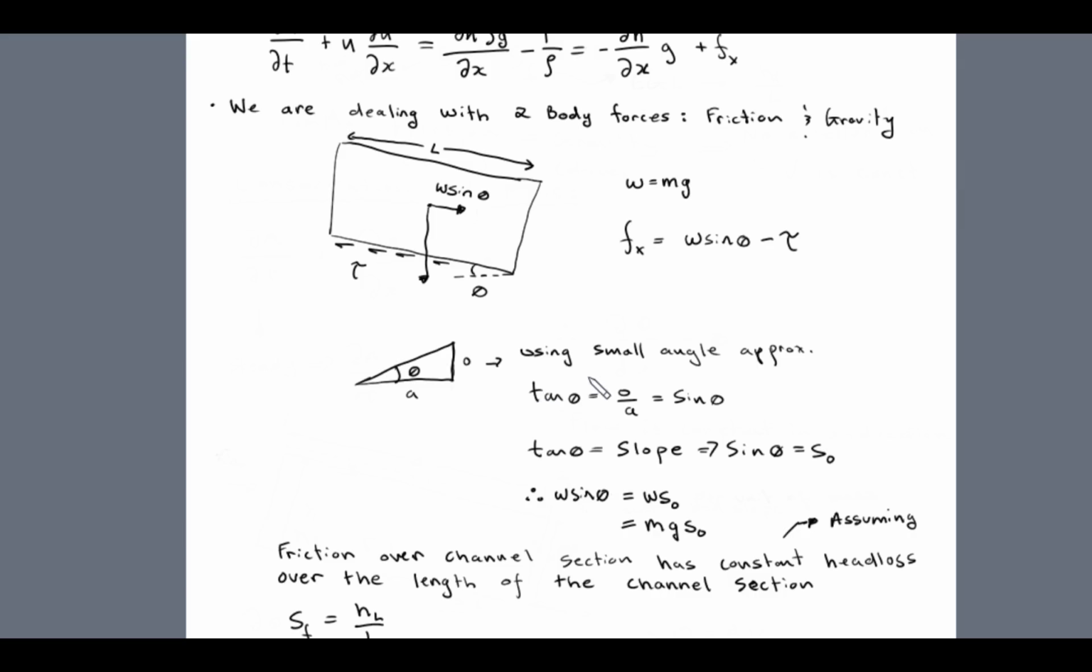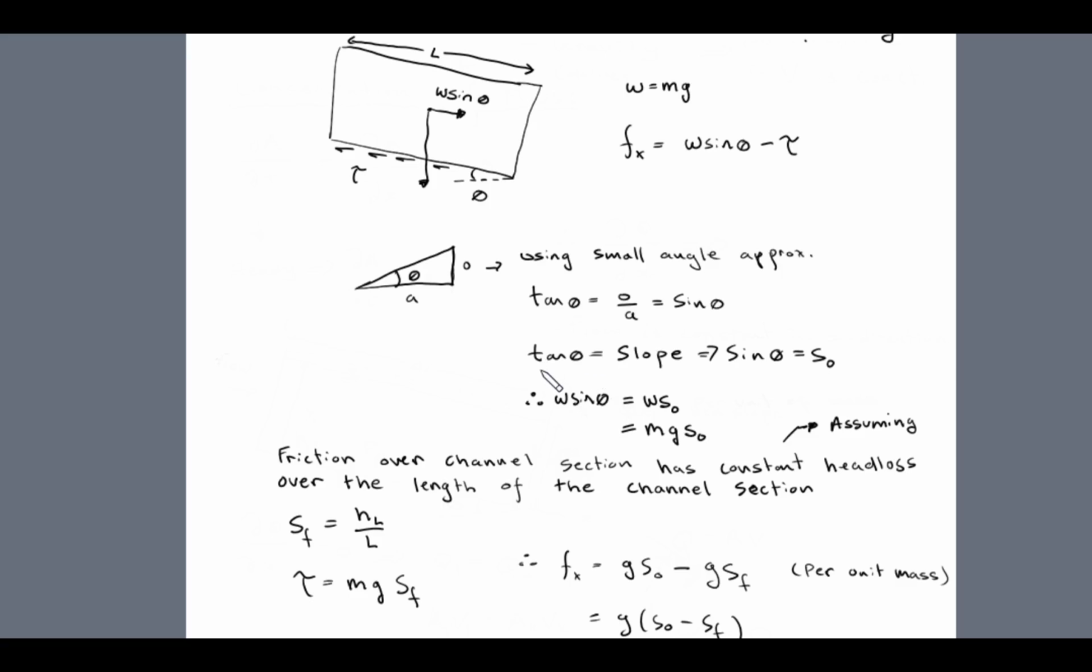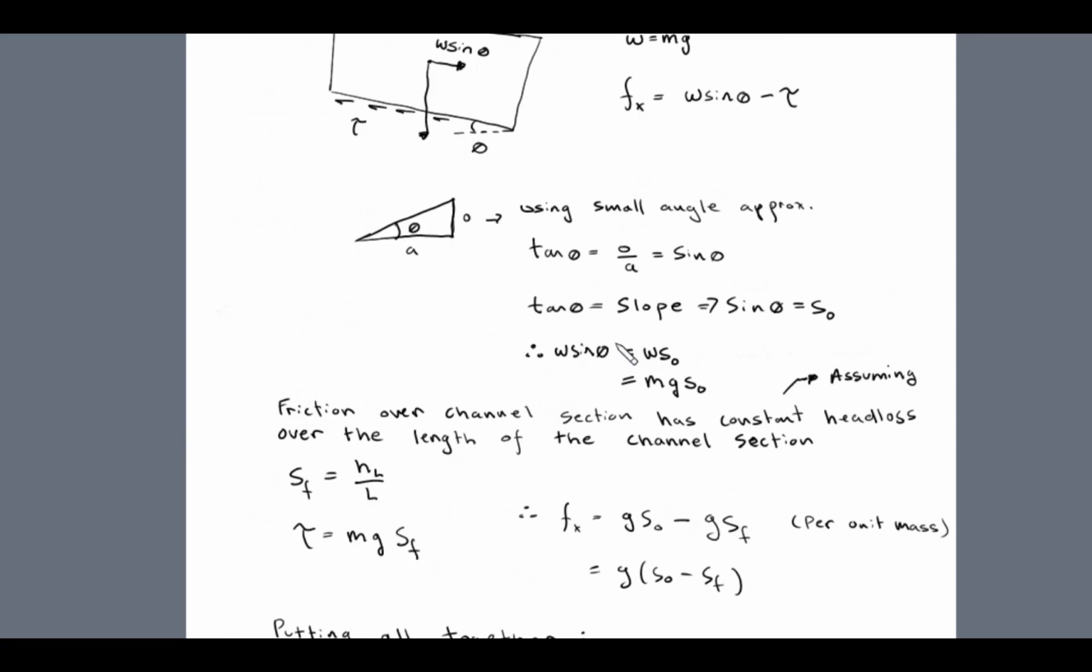Then, using the small angle approximation, we can claim that sine alpha would be equal to tan alpha, where tan alpha is equal to the bed slope. So then sine alpha will be equal to the bed slope. Therefore, that will render the driving force to be simply mg times the bed slope.